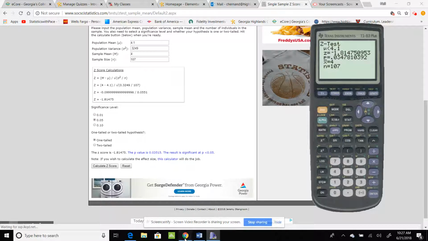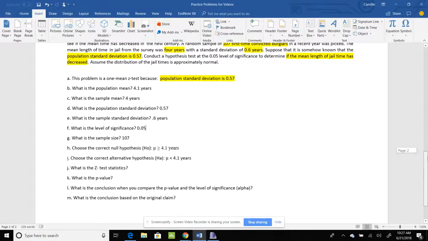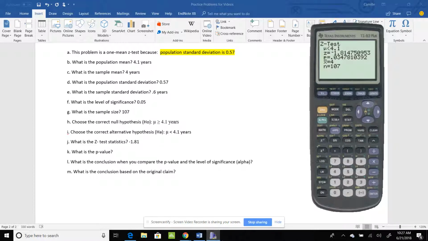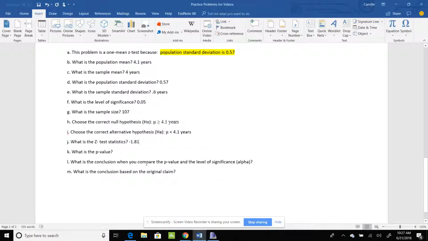All right, so here we go. I'm going to go back to my problem. All right, so my z-test statistic was negative 1.81. And then, because remember, I'm getting it from both the calculator and the website, the p-value, I'm going to do 0.035. All right, so now I have to make a conclusion. So I'm going to compare my p to my alpha. And let me put this symbol in just so you can see what it says, to my alpha, okay?